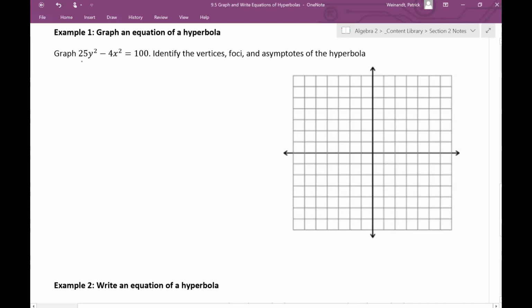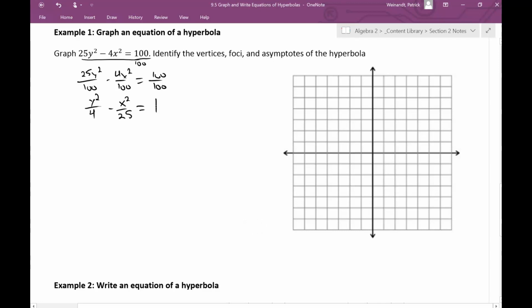To get 100 to be 1, we have to divide everything by 100, because when you're trying to simplify an equation, you have to do the same thing on both sides. So this becomes 25y squared over 100 minus 4x squared over 100 equals 100 over 100. Simplifying, 25 over 100 is 1/4, so y squared over 4, minus 4 over 100, which is 1/25, or x squared over 25, and that should equal 1.